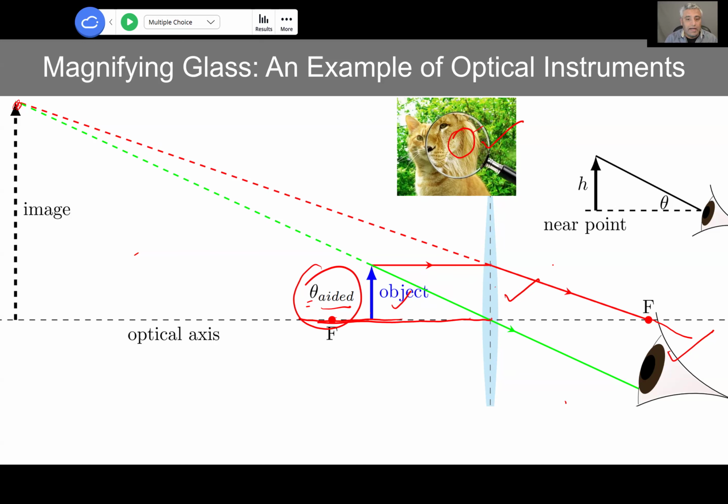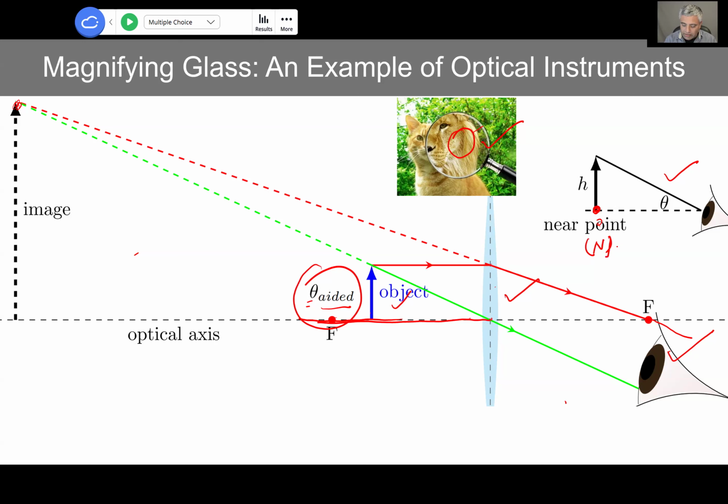Now, to find the magnification, we need to compare that with the angle when there is no lens. So that is the situation we're looking at. And we know the near point is the nearest point where our eyes can clearly see an object. So what do we do to find that angle? We put the object at that near point, and often this near point is denoted by uppercase N.